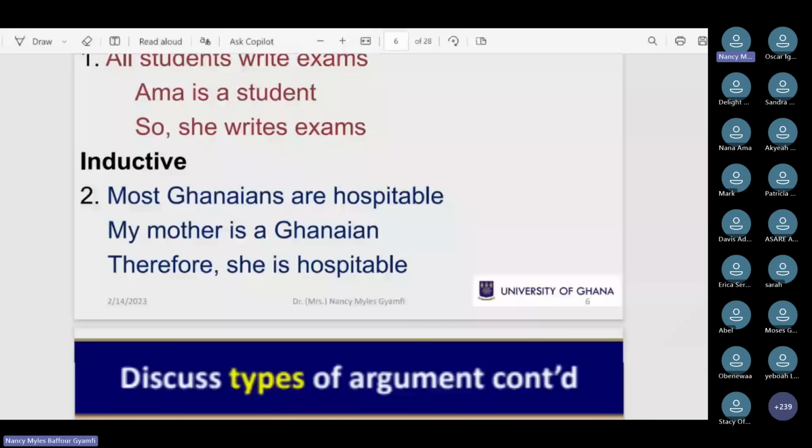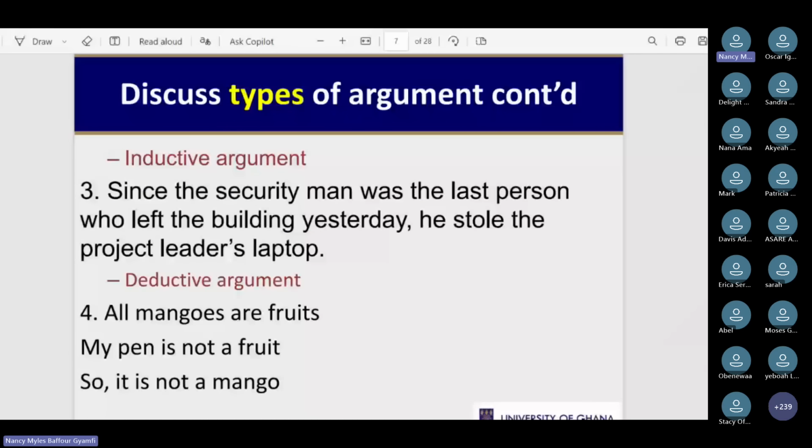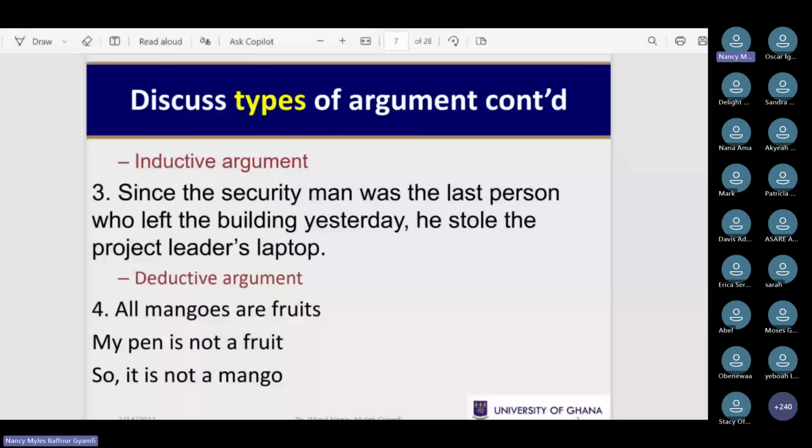So take note of that. Now, where you have done your deduction validly, this is correctly, okay?